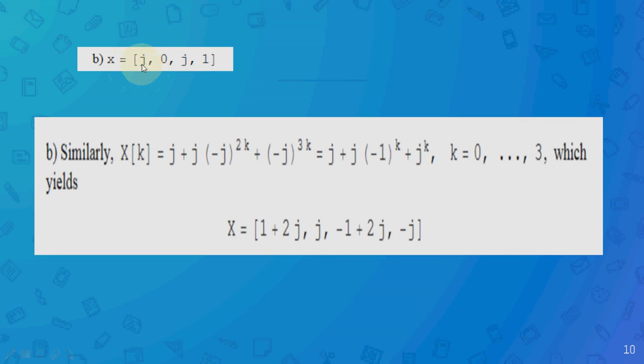Let us take the example x is equal to j, 0, j, 1. So use again the formula, X of k is equal to summation n equals 0 to N minus 1 of x of n e raised to minus j 2 pi kn by N. So here N is equal to 4. So X of k is equal to j plus j times minus j raised to k, plus minus j raised to 2k, plus minus j raised to 3k, for k equal to 0 to 3. So you will get X equal to 1 plus 2j, j, minus 1 plus 2j, minus j.